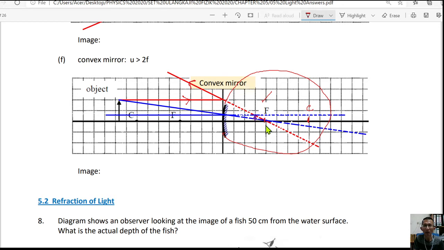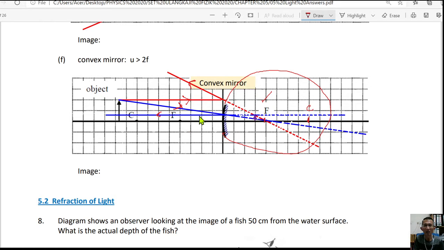All right, and then next I draw the blue line. The blue line, I will draw it such that it will pass through my focal point. So what happened at this mirror? Here is my incident ray. The reflected ray will be parallel to my principal axis.